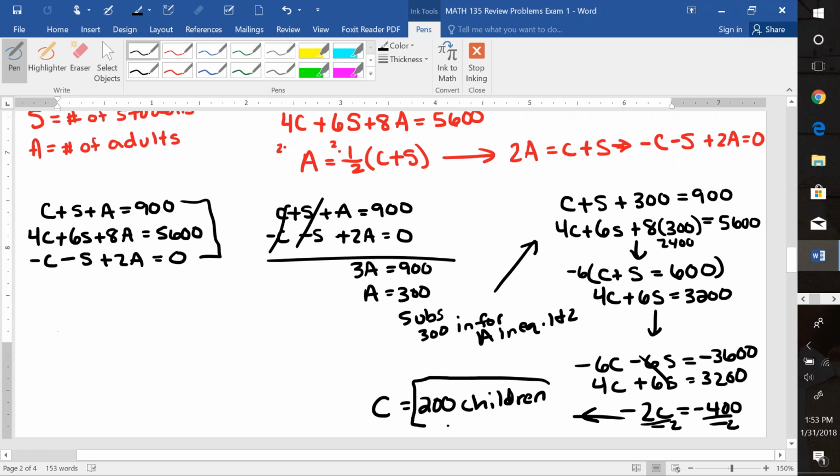Now obviously I could figure out the other group because 200 and 300 is 500, so there's 400 students left over since there were 900 total people, but I didn't care about that specifically because of the way the words were in the word problem. So they only wanted the number of children.